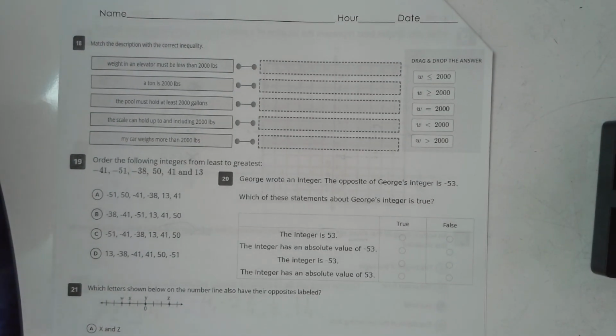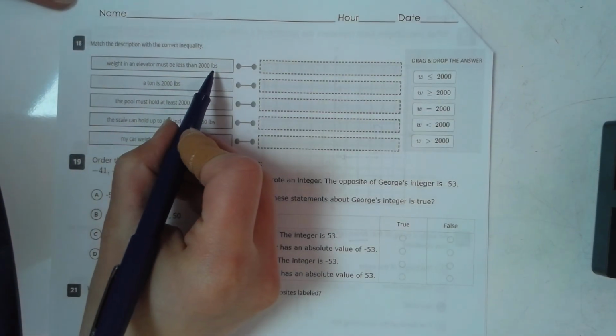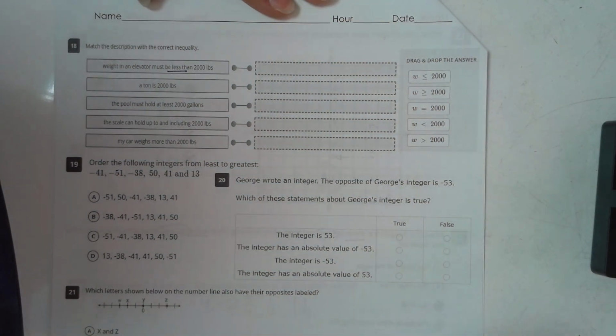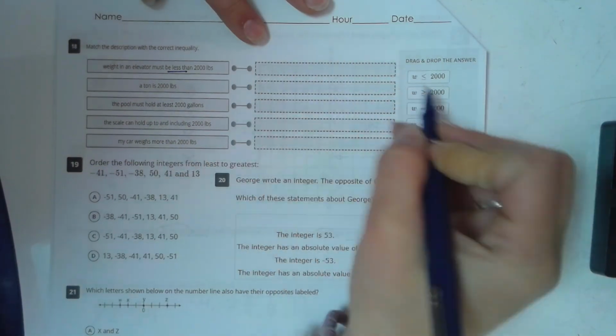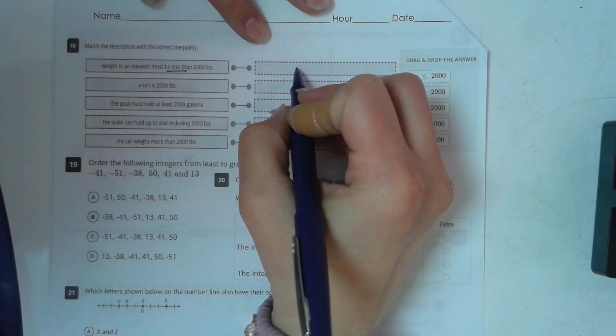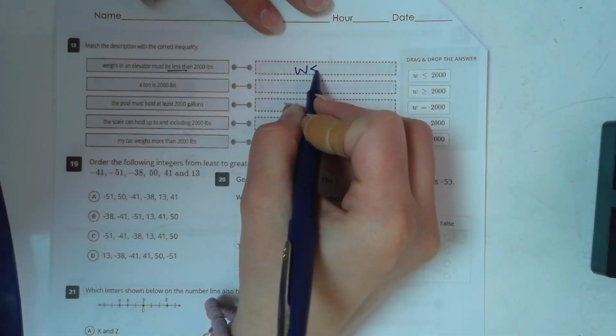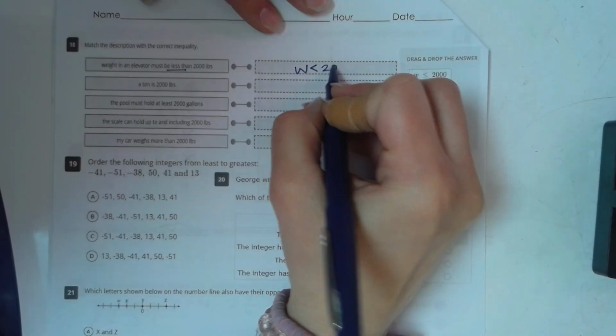Question number 18. Match the description with the correct inequality. Weight in an elevator must be less than 2,000 pounds. So we have less than. Our variable is W for all of them. So W, and then I look for less than, and then 2,000.